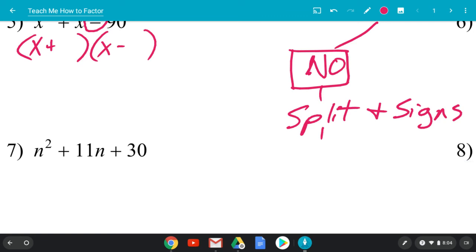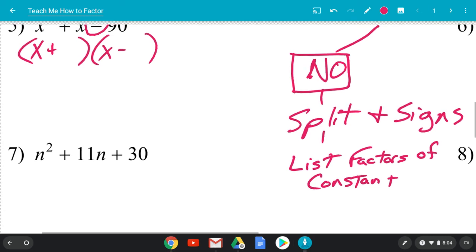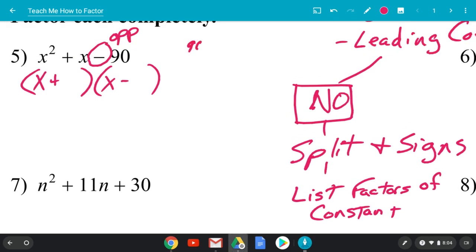After I split the signs, I'm supposed to list factors of the constant. Well, in this case, my constant is 90. So the factors are 1 and 90, 2 and 45. Remember, we talked about this yesterday. I go down in order for a specific reason, because now that I went from 1 and 2, there's no numbers between them. I don't have to check any numbers that are between 45 and 90. Isn't that cool? Does 3 go into 90?